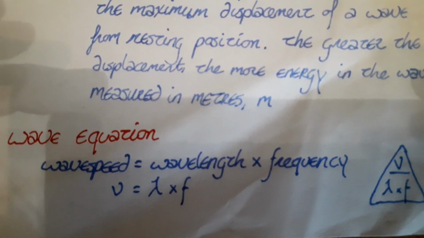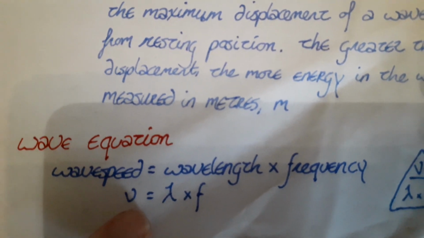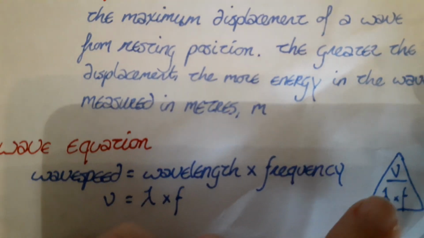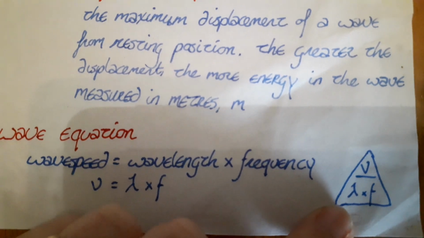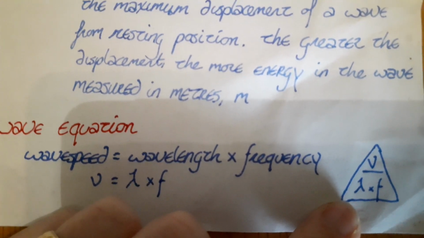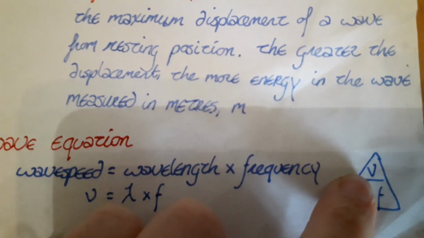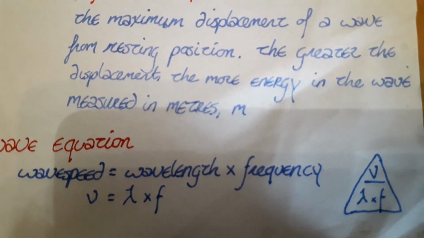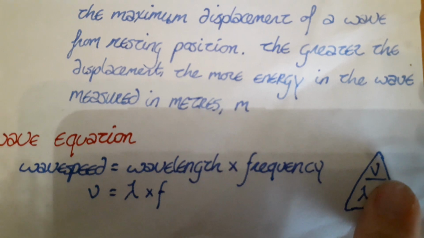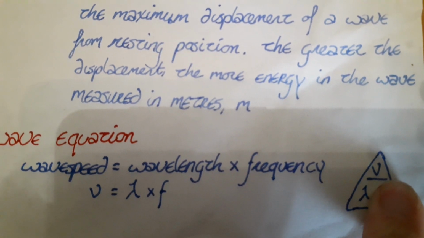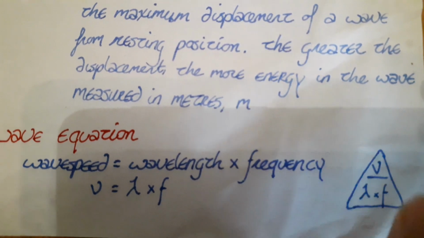You may be asked to rearrange the wave equation. Now we've got it here, and I've also put it in a little triangle here. So if we wanted to calculate lambda, the wavelength, we cover up lambda and we see it is speed divided by frequency. If we want to calculate frequency, it's wave speed divided by wavelength. Okay?